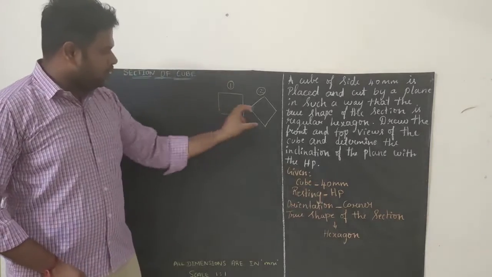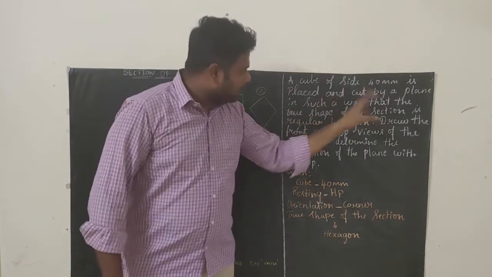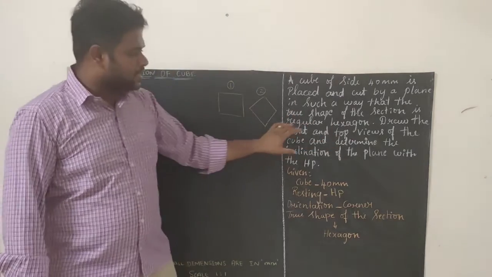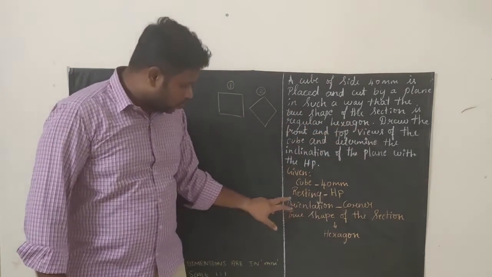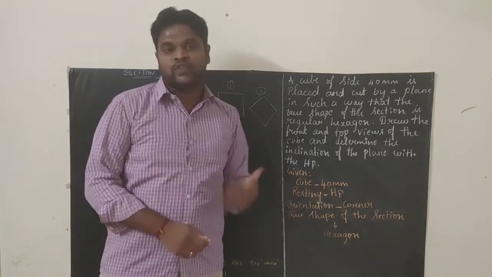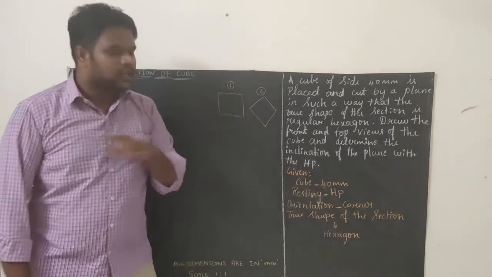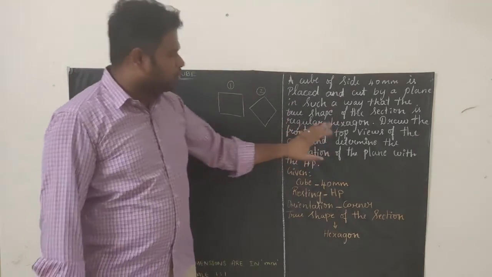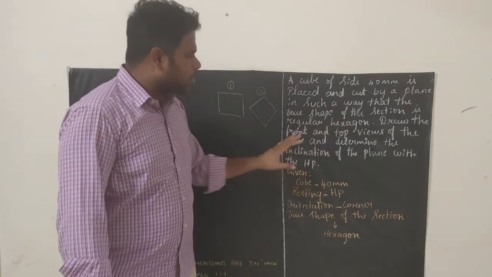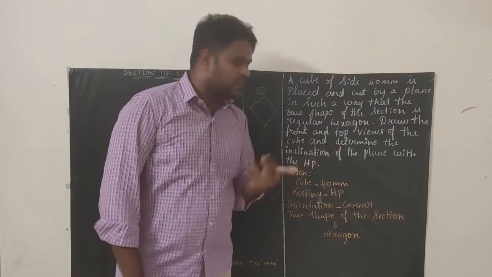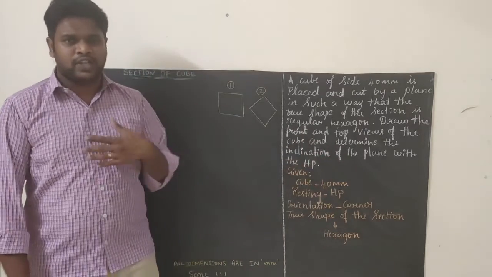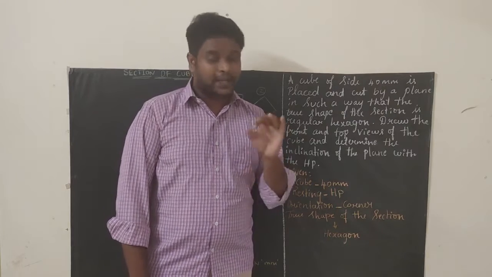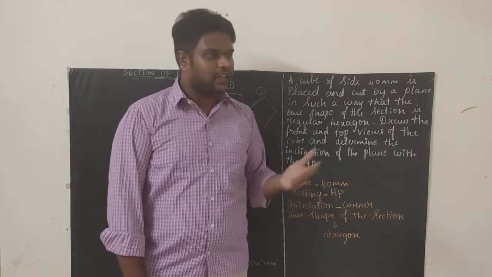Each side will be 40 mm and cut by a plane in such a way that the true shape of the section is a regular hexagon. So we should get the true shape as a hexagon. Draw the front view, top view, and determine the inclination of the cutting plane with the HP. They are asking us to draw the front view, top view, and the inclination of the cutting plane, but they haven't given any hint regarding the cutting plane.